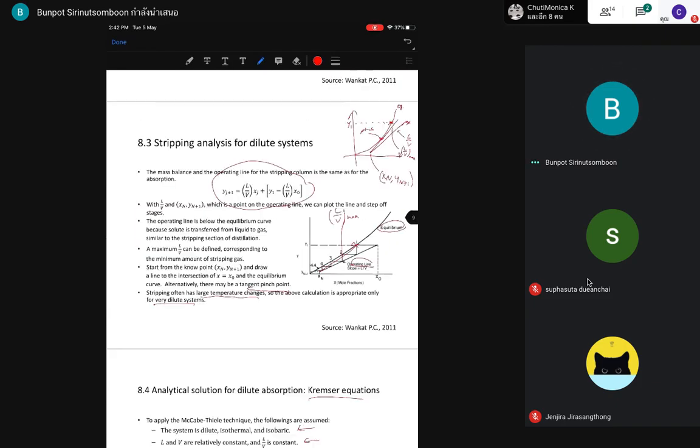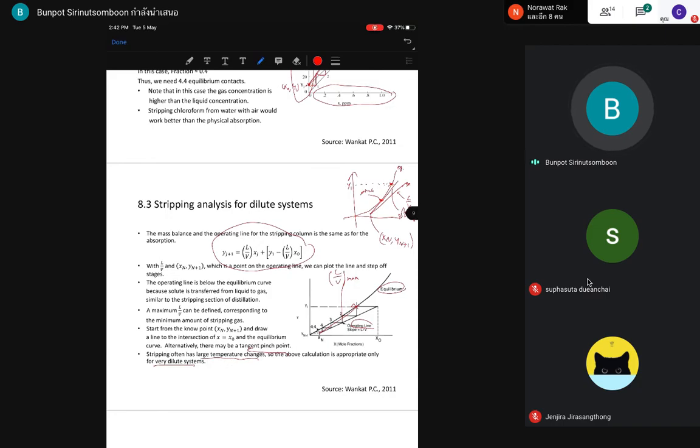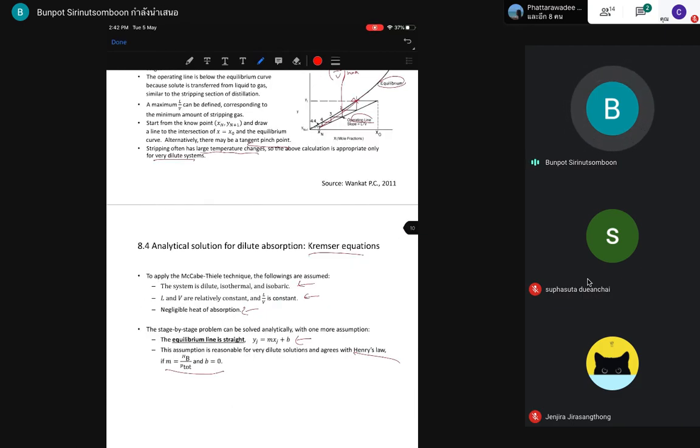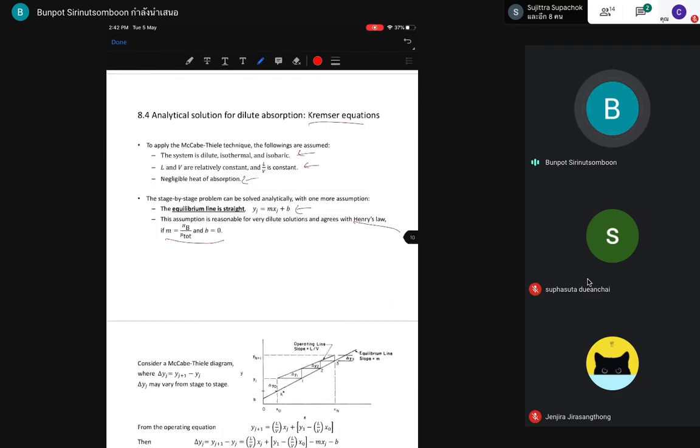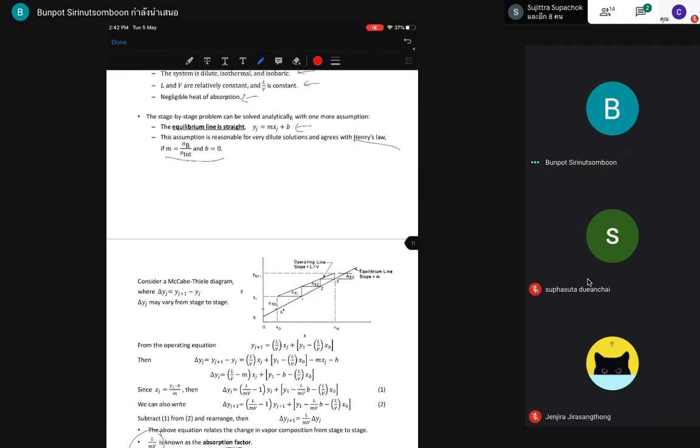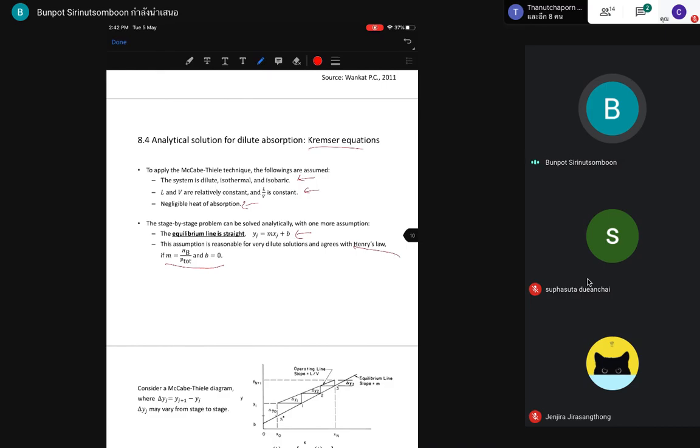You can use McCabe-Thiele to solve the problem, using the graphical technique. Or you can also use Kremser equations. But Kremser equations only work when the equilibrium line is straight. It only works when the equilibrium line is a straight line.